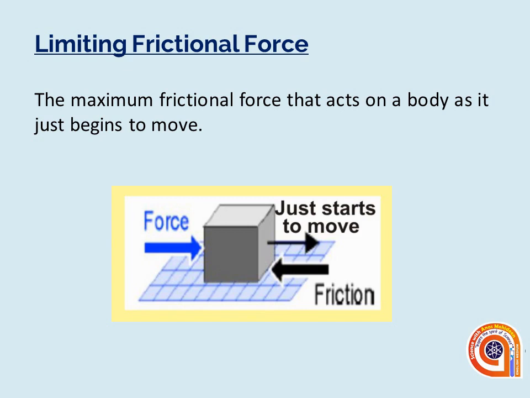Okay. So now, let me take the earlier part. The maximum friction that is applied when the object just begins to move. It's not moving, right? It is just beginning to move. We can see it is going to move now. At this point, what is the friction applied? That is called limiting frictional force. Accordingly, the maximum frictional force that acts on a body as it just begins to move is called limiting frictional force.